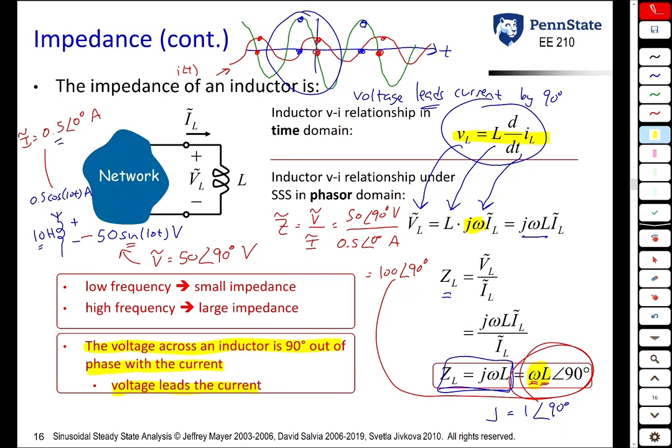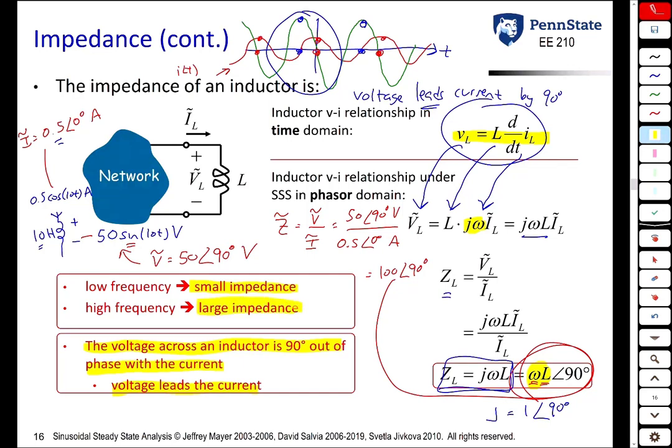Another way to look at it is to think about how much current you have as a function of voltage. For low frequencies, the current is going to be more for a given voltage, or what we call a small impedance. We're not impeding the current flow as much. But for higher frequencies, for a given voltage, the current is going to be less. In other words, we're impeding the current flow more, or we have a large impedance.